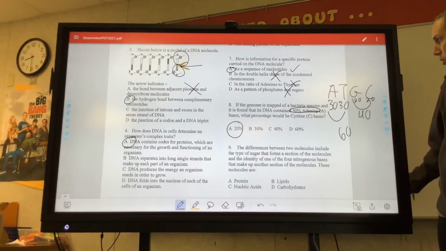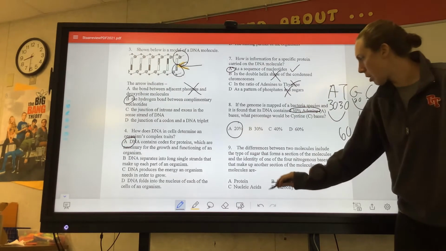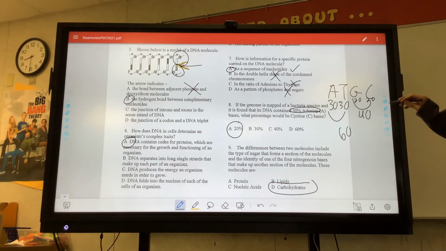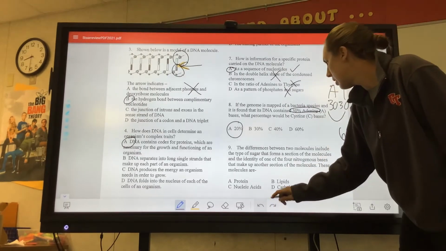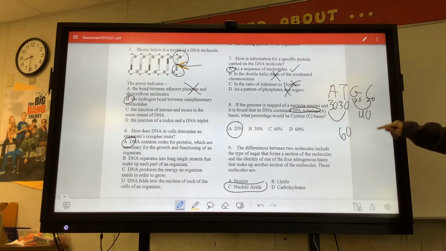The differences between two molecules include the type of sugar. What makes up such molecules? The differences, the sugars, so the sugars are carbohydrates. Oh, wait, sorry. The difference between the two molecules includes the type of sugar, and the molecules identify the four nitrogenous bases. Oh, okay. So it's nucleic acids. Okay, so they're talking about DNA.